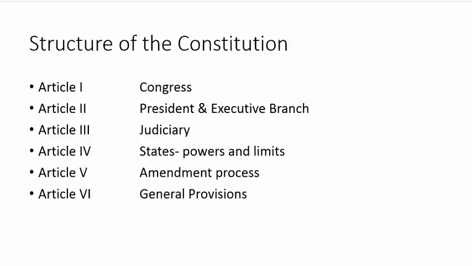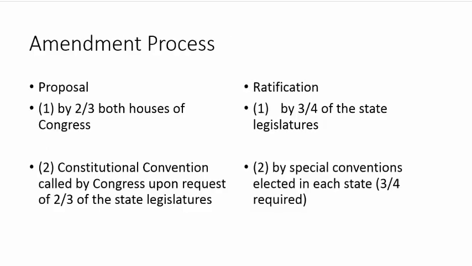The Constitution has 6 articles. Article 1 deals with Congress, Article 2 the President and the Executive Branch, Article 3 the Judiciary, Article 4 the powers and limits of states, Article 5 the amendment process, and Article 6 general provisions. We're going to look right now at the amendment process.